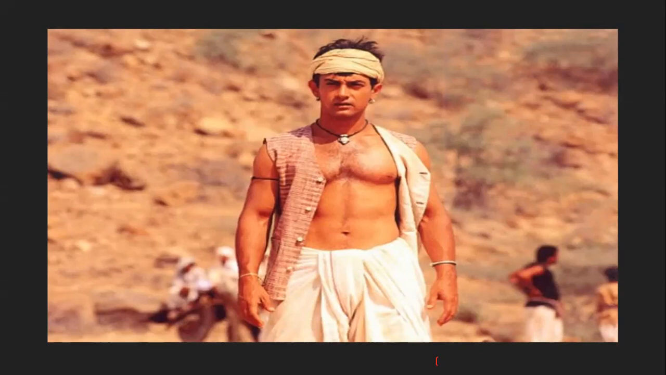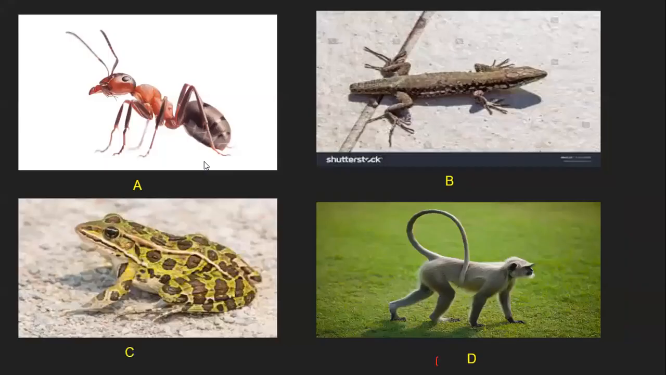Now I'll give you one more example to understand this same thing in a very simple way, friends. Have a look at the next image. Now you can see four images, A, B, C, and D. Can you see this image? Now my question is, friends, which among these four is a lizard? A, B, C, or D? Which is a lizard?